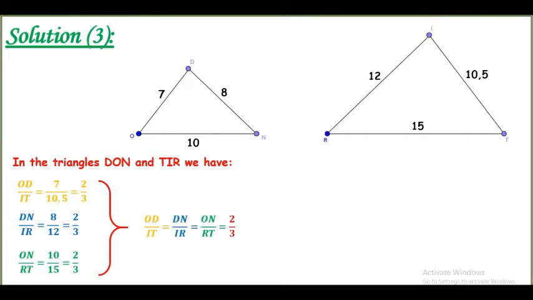Then the two triangles are similar because the sides of the first triangle are proportional to the sides of the second triangle.